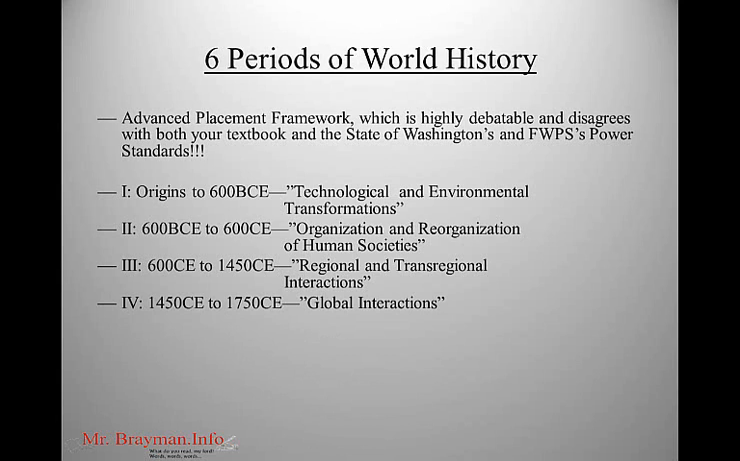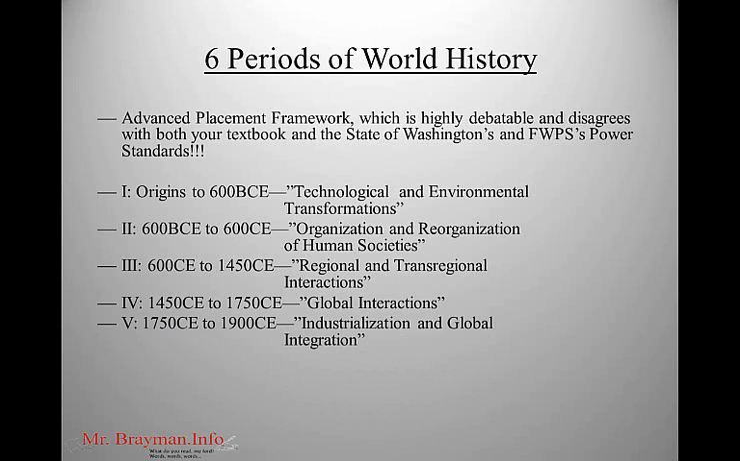Dog. Period 4, 1450 to 1750 CE, global interactions. This is sometimes also called the early modern period. This is where human beings start to interact across very, very long distances, for example, across the Pacific and across the Atlantic Oceans.